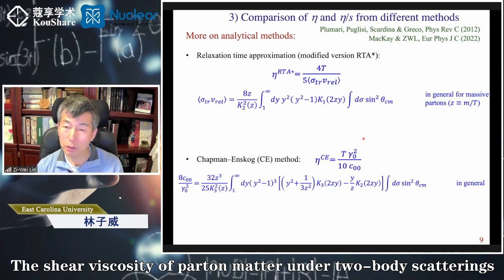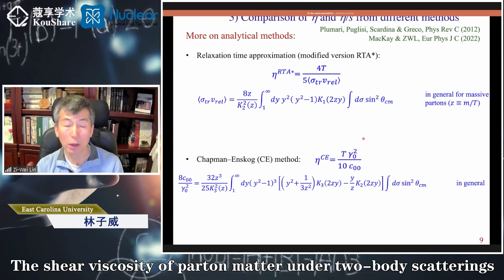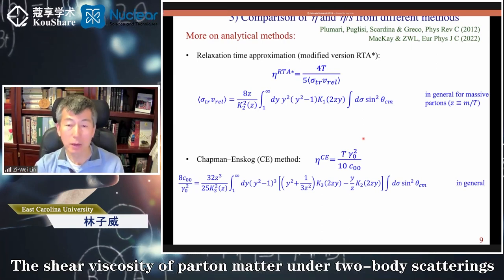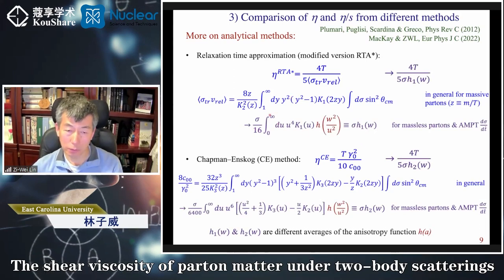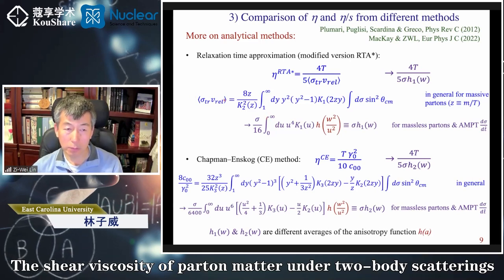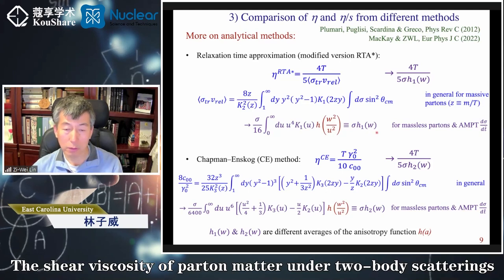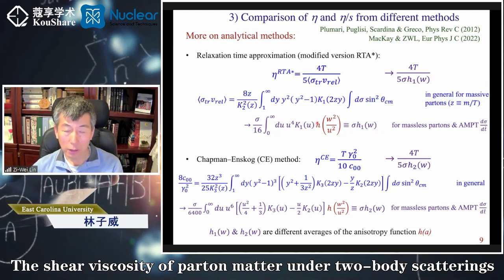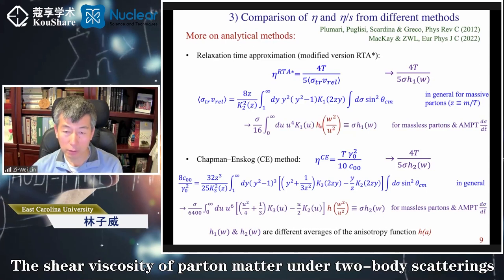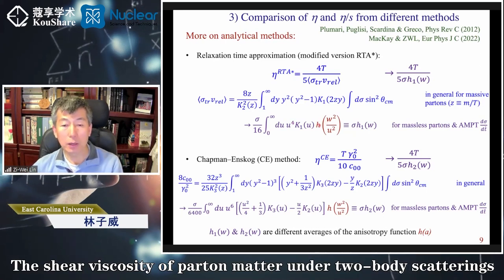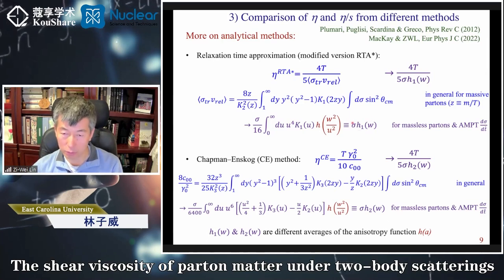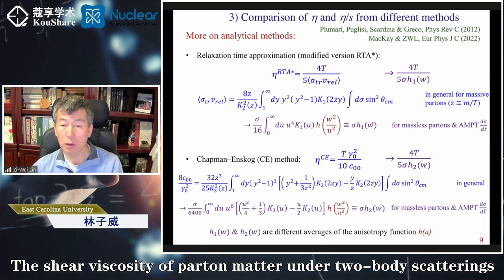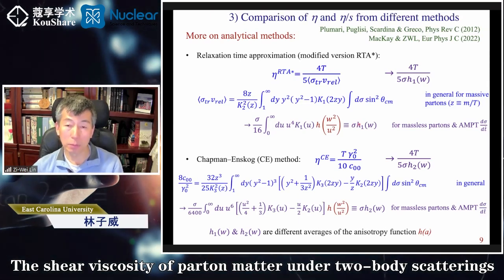And since we are only interested in this study in massless partons, one can reduce this to the massless case, and one can then get the following reduction of the results. So the sigma, for example, for the RTA star, this term becomes this. So it's again an average of the HA function, and we can write it as sigma times another average of the HA function, which we call H1 for the relaxation time approximation.